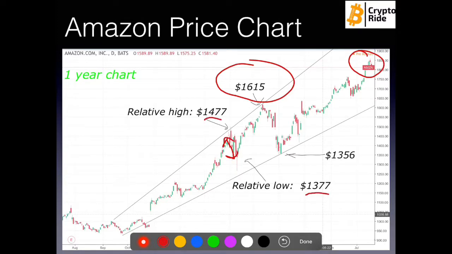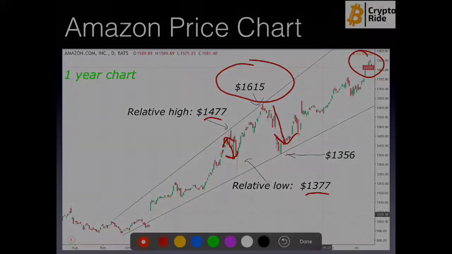1477 down to 1377. That's only a 6.8% correction. Now look at the next one, $1,615 down to $1,356. A little bit more significant, but I did the calculation. That's only a 16% correction.